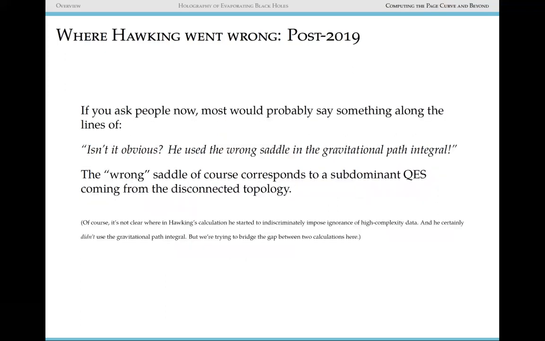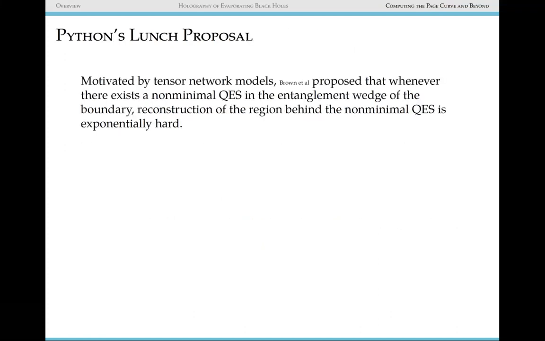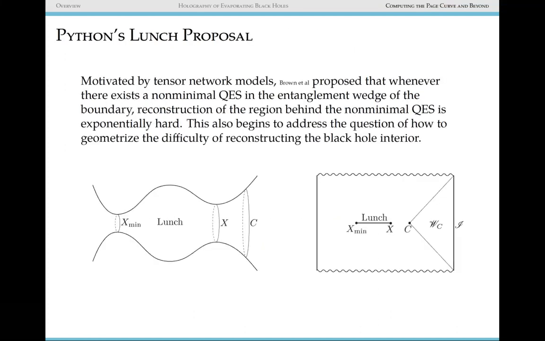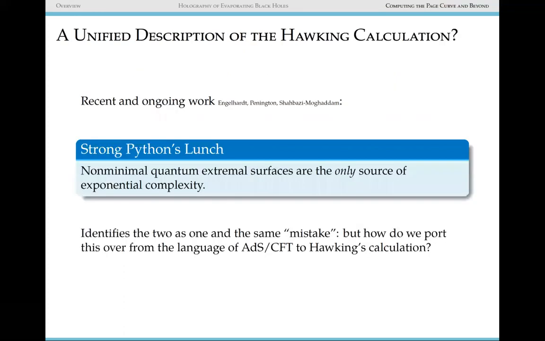Now, the other possibility, of course, is that Hawking used the wrong saddle in the gravitational path integral. But we'd like to understand how those two are one and the same thing. So how do we do that? Well, this was the Python's lunch proposal, together with this more recent work that I did with Jack Pennington and Arvin Shahbazi-Moghadam, that non-minimal quantum extremal surfaces can be identified, it's both an if and only if. If and only if you have data which is exponentially hard to decode, will you have a non-minimal quantum extremal surface.